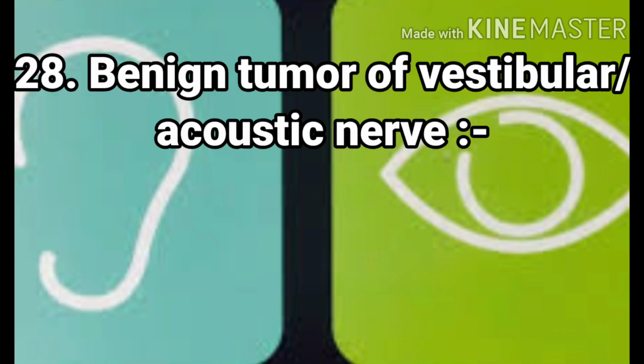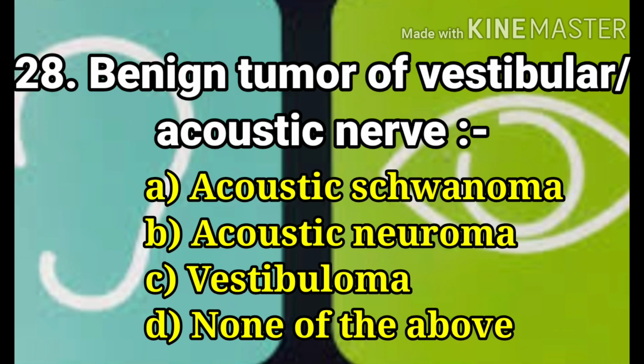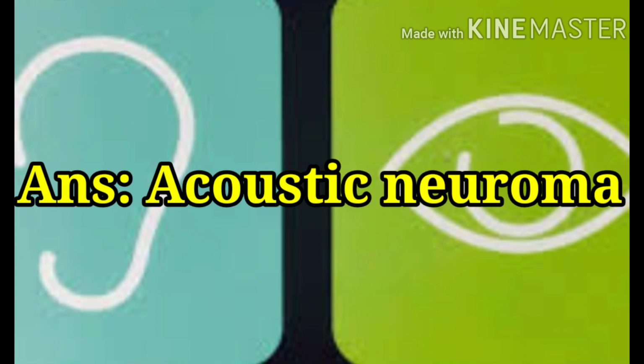And the next question, benign tumor of vestibular or acoustic nerve. And the options are acoustic schwannoma, acoustic neuroma, vestibuloma and none of the above. Benign tumor of vestibular or acoustic nerve. And the answer is acoustic neuroma.